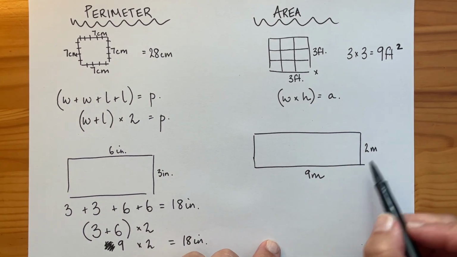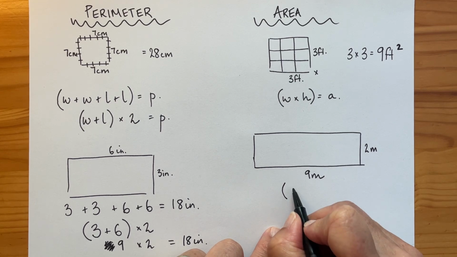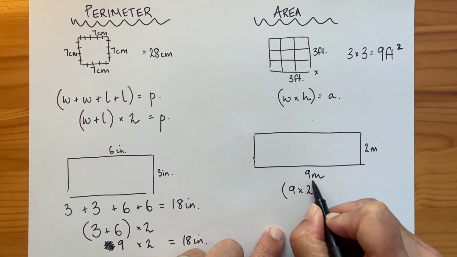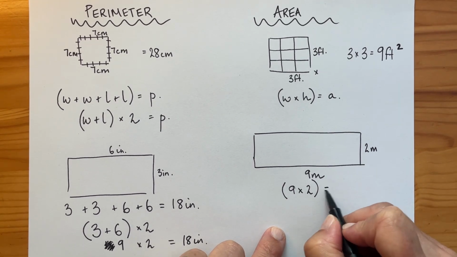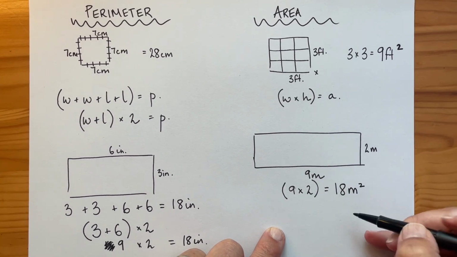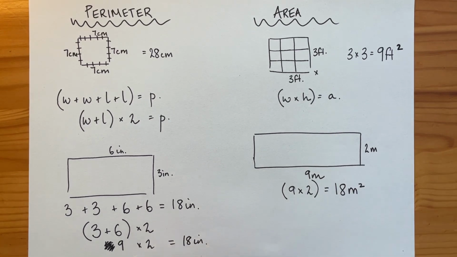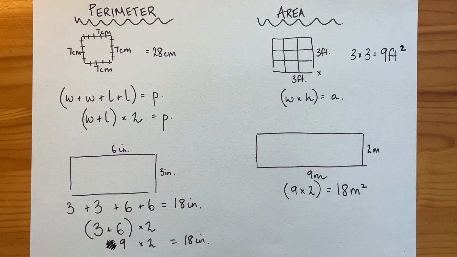All right, now when we're looking at this rectangle, then it's very simple. We're going to do 9 times 2. Got another same answer, 18 meters squared, right? Because your answer for area is always going to be squared. Okay, so that's just a little review. And if you look at the next video, we'll go into a little bit more depth with solving problems involving perimeter and area.